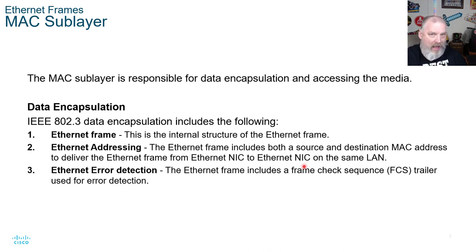When we're talking about the MAC sublayer and layer 2, it's on the same local area network. It does not get routed. Routing takes place at layer 3. Ethernet error detection: the frame includes a frame check sequence, or FCS, trailer used for error detection. You may see a question along these lines. I know I've seen questions about the FCS, the frame check sequence, and that's just used for error detection.